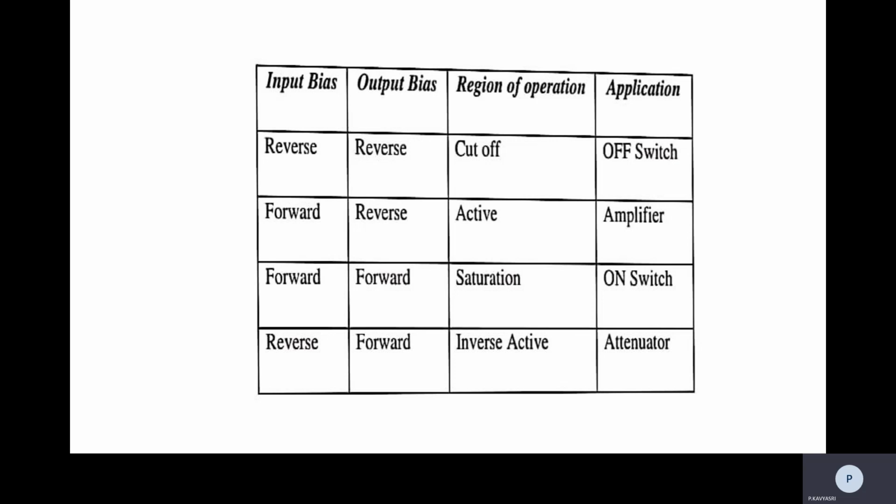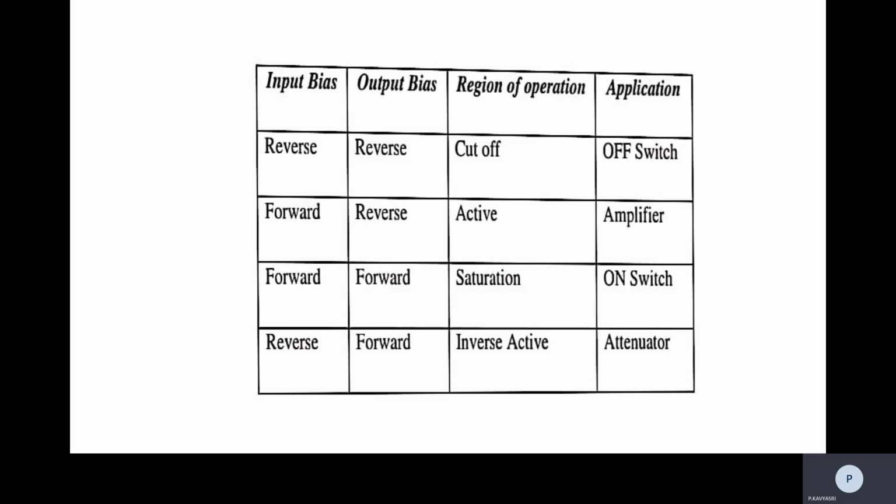If it happens in reverse, meaning the input is reverse biased and the output is forward biased, then the operation is inverse active, just the opposite, and the application is an attenuator. Amplifier means adding strength to the signal. Attenuator means loss of signal strength. If both junctions are forward biased, that region is called the saturation region. What is the application in that region? That is nothing but the switch on condition.